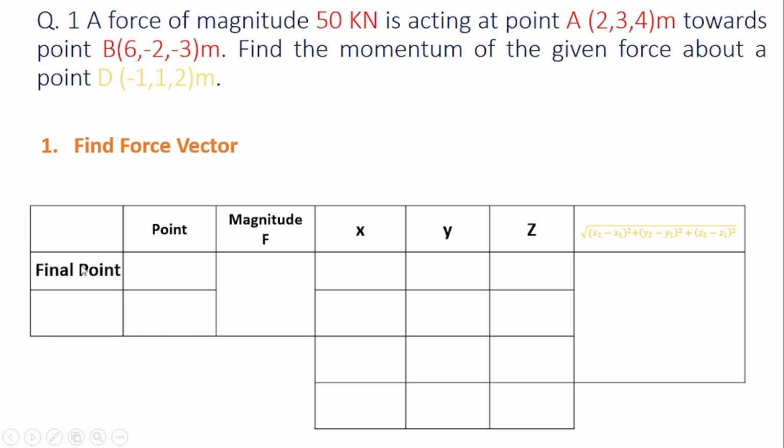So the final point on the force is B (6, -2, -3). So this is point B. The initial point is A. The magnitude of the force given is 50 kilonewton, mark it here. Put the x, y, z coordinates of point B: 6, -2, -3. Then for point A: 2, 3, 4.